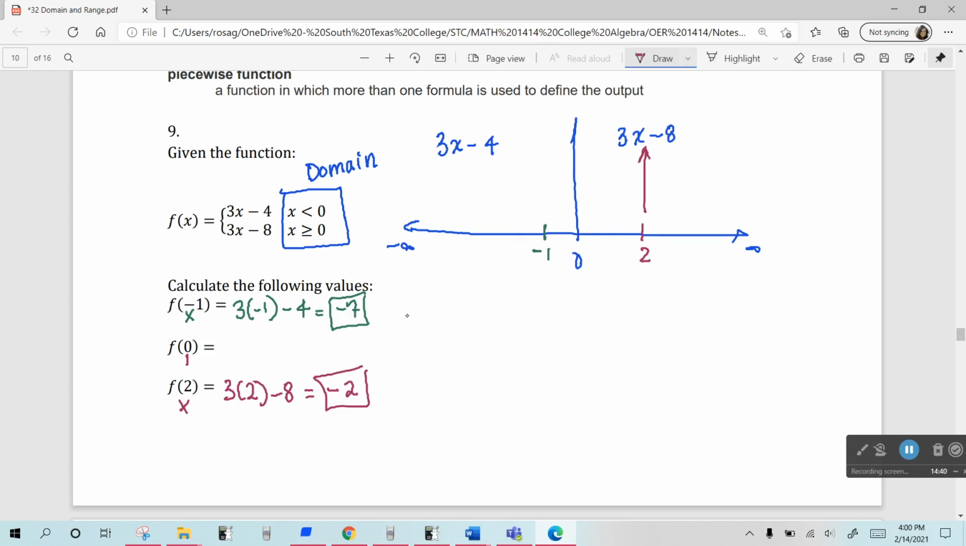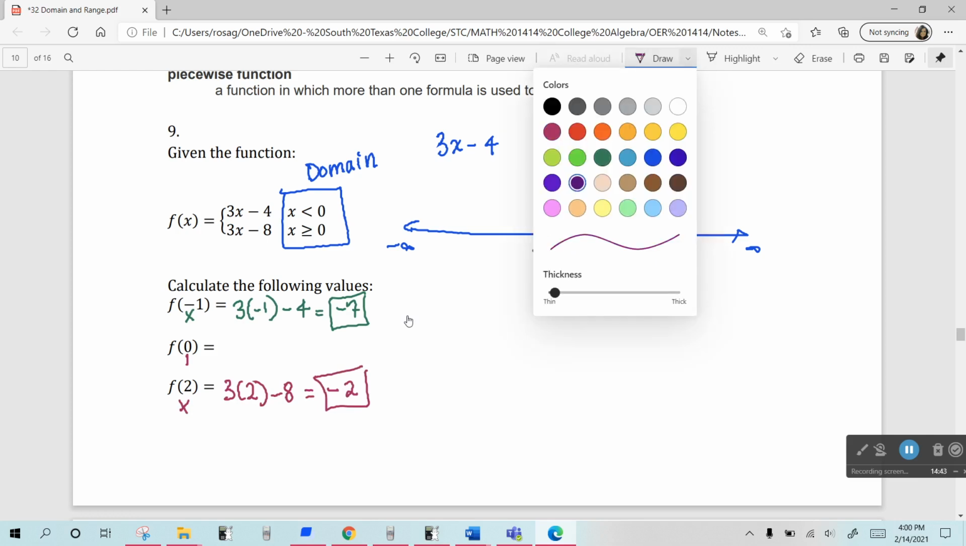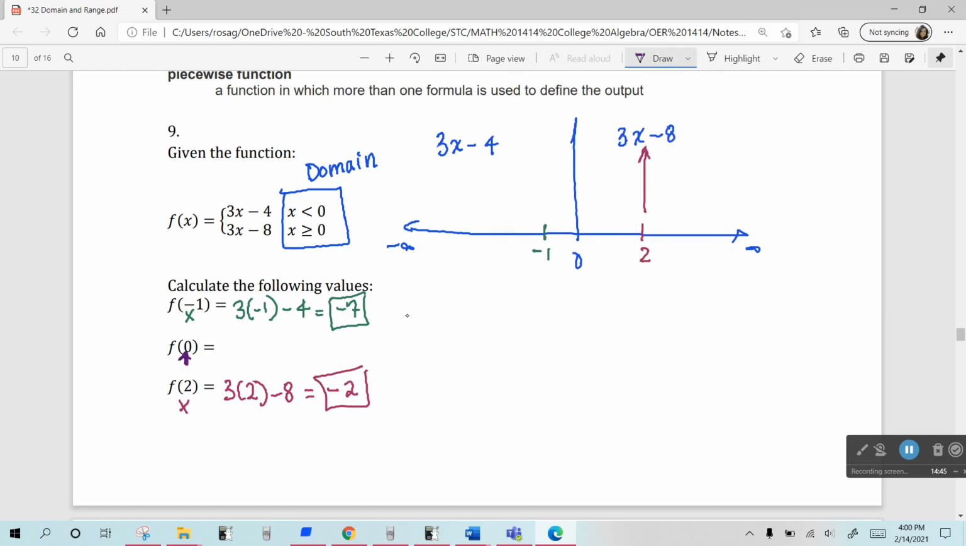Now when it lies right on the dot, like the 0 right here, that is right on the line, you're going to go over here and look for the bottom bar, that little line. That little line tells you which one to use, which is that one.